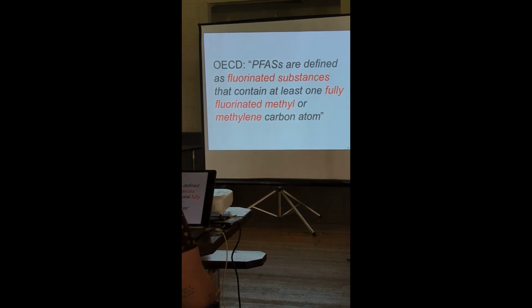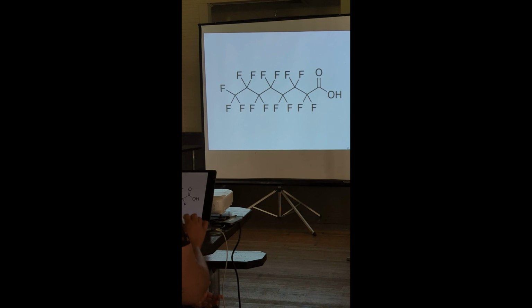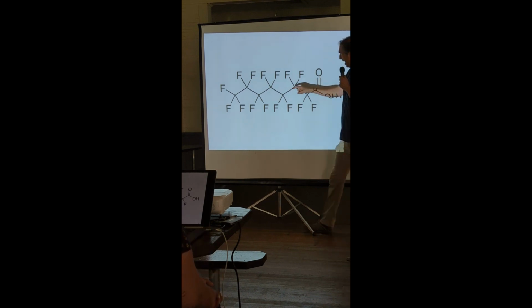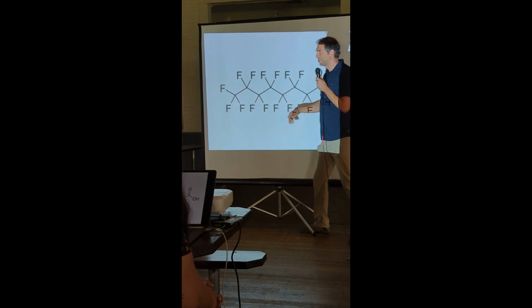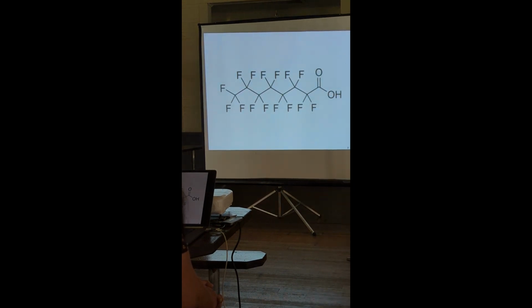They say that PFAS are fluorinated substances, so those are those F atoms, that contain at least one fully fluorinated methyl or methylene carbon atom. Can you go backwards? So any molecule that has just one carbon atom that has these fluorines attached to it is in principle defined as a PFAS now by the OECD.